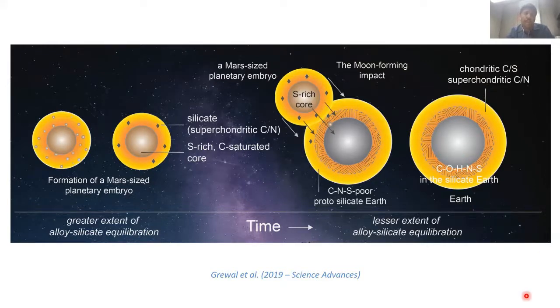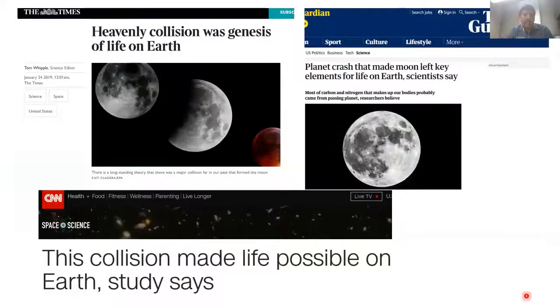So what this is basically calling for is potentially even the moon forming impact itself providing the major delivery of the volatiles and establishing the volatile element ratios that we see in the present day bulk silicate plus atmospheric portion of our planet. So this study gained a lot of public attention because it suggested that potentially the moon forming impact was responsible indirectly for the origin of life.